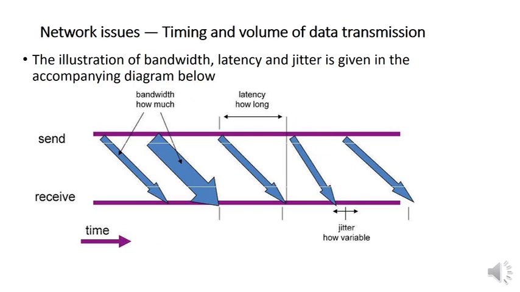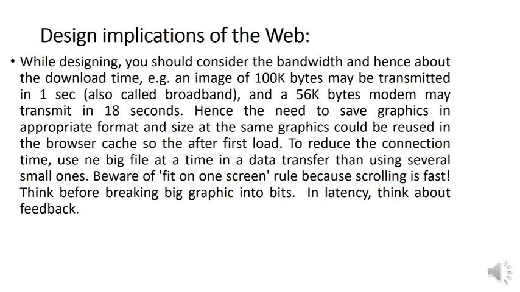Network issue, timing and volume. The illustration of bandwidth, latency, and jitter is given in the accompanying diagram. That is, when you send, how the bandwidth behaves per second, then the latency, then the jitter, the delay that happens, and how it receives the information, the time taken.